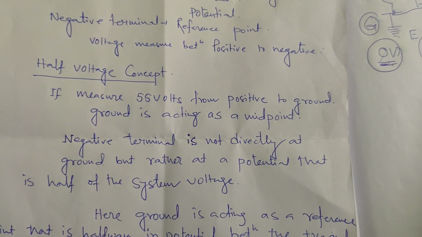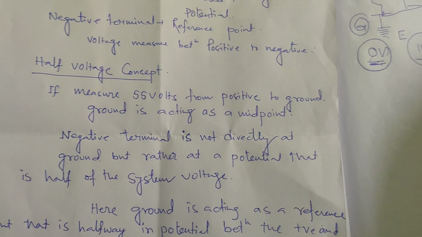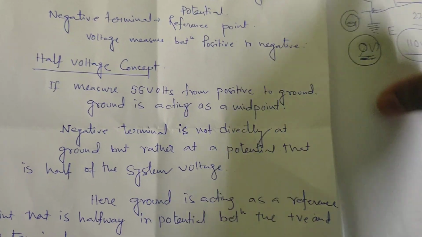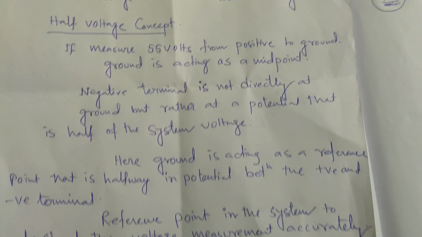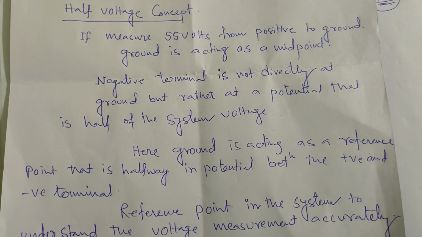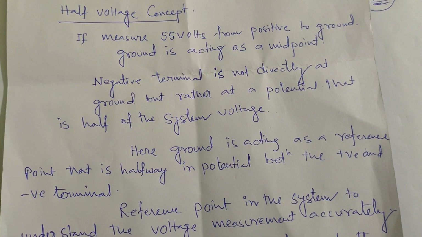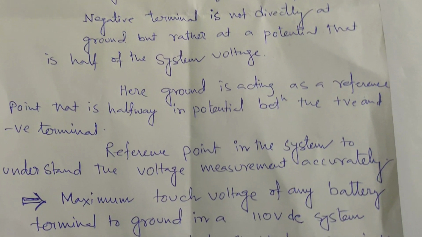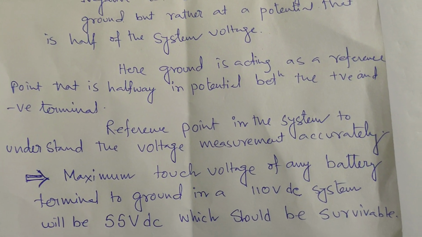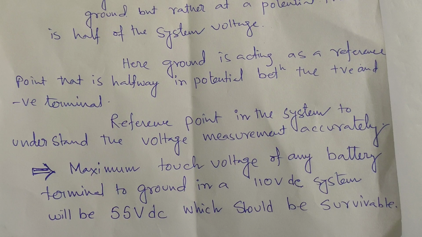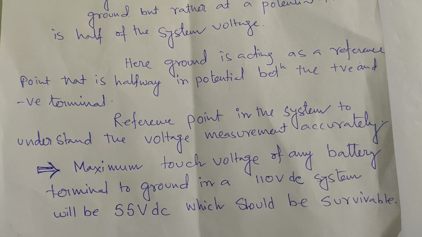That's why you are getting half of the system voltage from negative to earth or negative to ground and positive to ground. Here the ground is acting as a reference point that is halfway in potential between the positive terminal and the negative terminal. It is the reference point in the system to understand the voltage measurements accurately.